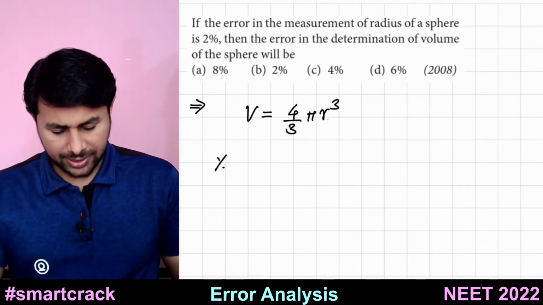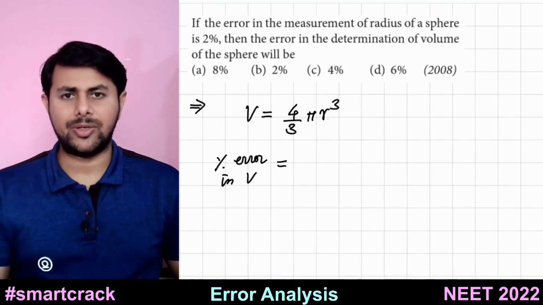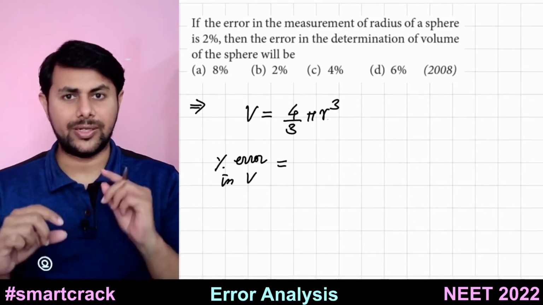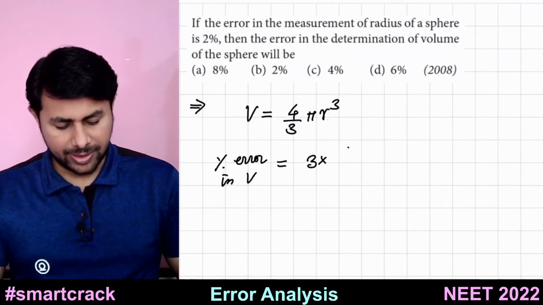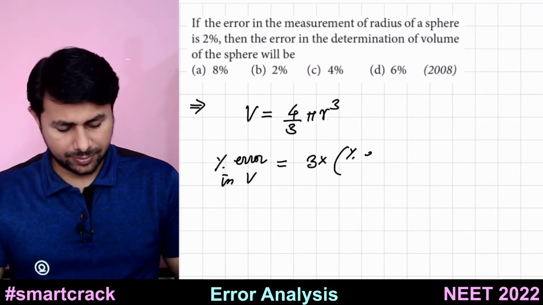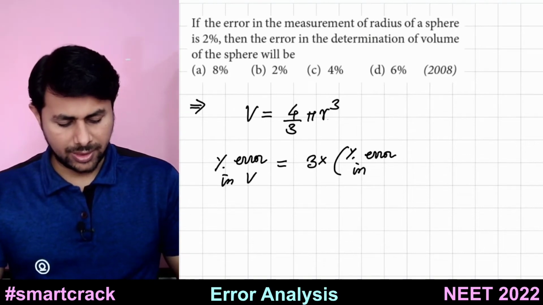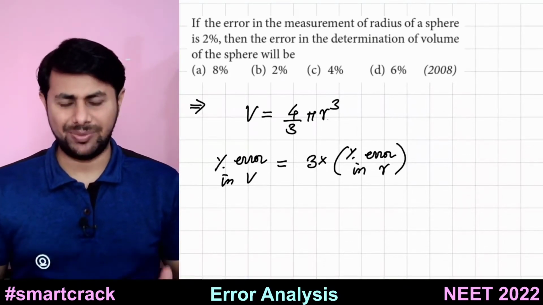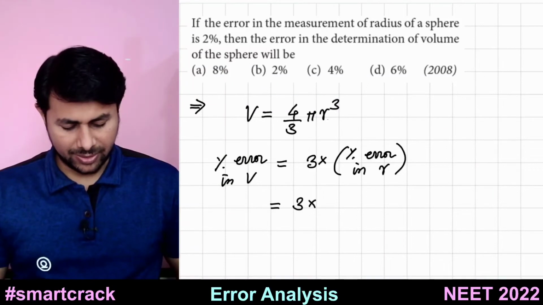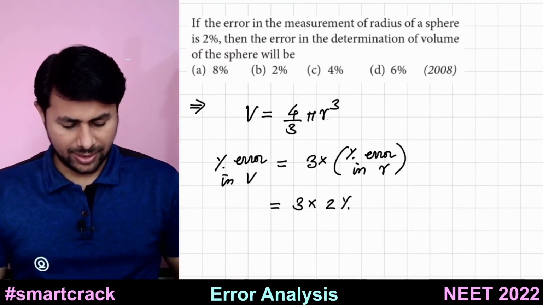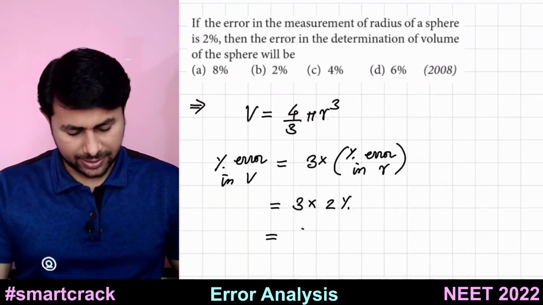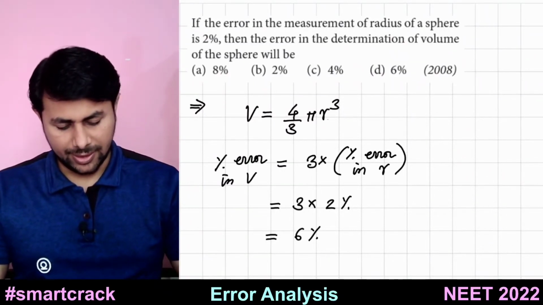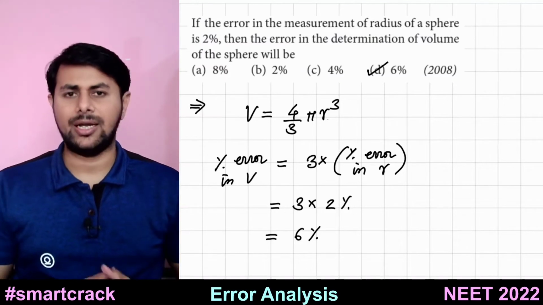So the percentage error in V will be equal to what? Because it is r raised to 3. Okay. The power of r is 3. It is 3 times the percentage error in r. Okay, so simple. So it is 3 times of how much? 2%, and that's equal to what? 3 times of 2 is 6. So it is 6%. So option D is the answer.